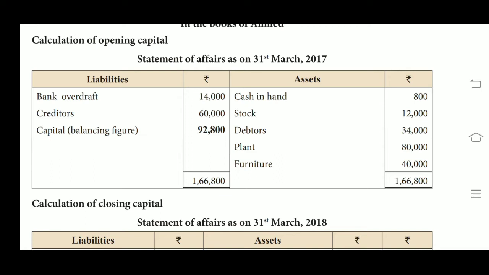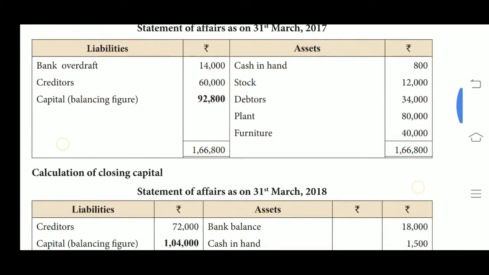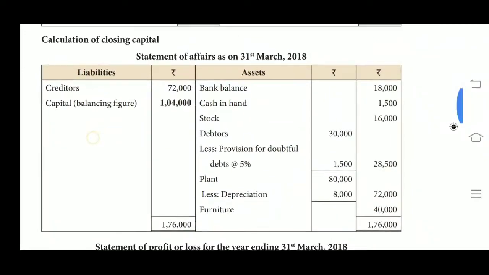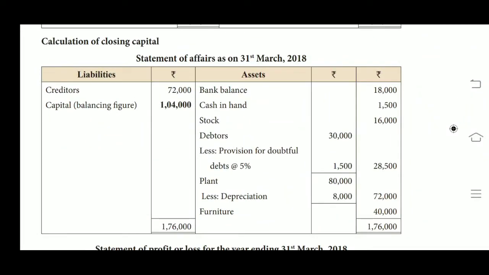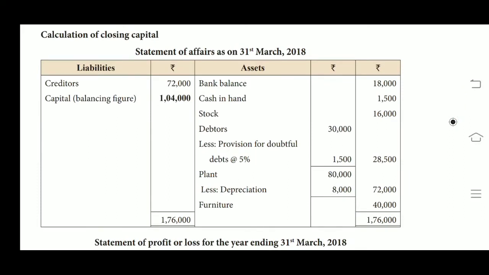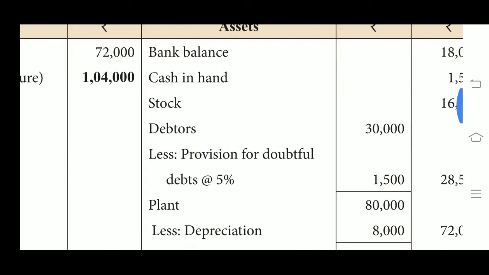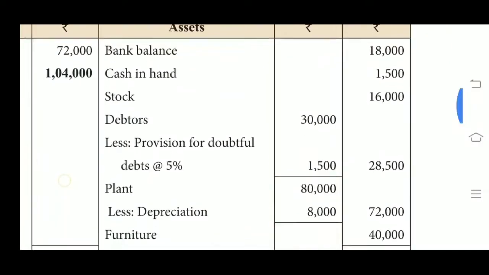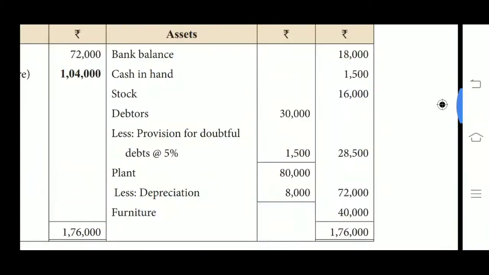And then second step, calculation of closing capital. Statement of affairs as on 31st March 2018. Asset side value: bank balance 18,000, cash in hand 1,500, stock 16,000. So debtors, listen carefully. Debtors. What are the adjustments? Provide 5% provision for bad and doubtful debts.